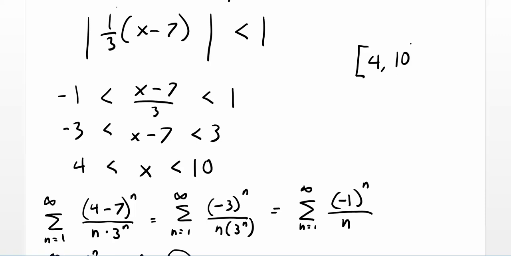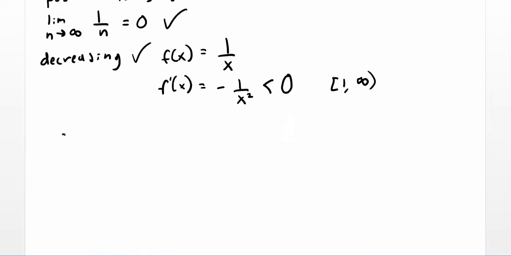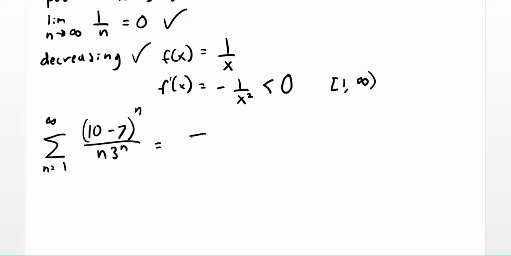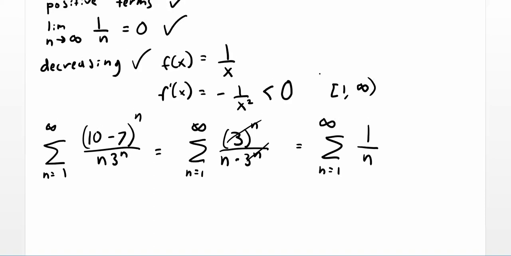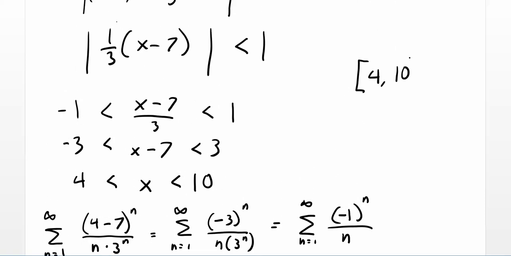Now we have to test the endpoint at 10. So we'll write that one out too. The sum from n equals 1 to infinity of (10 minus 7) to the n divided by n times 3 to the n, equal to the sum from n equals 1 to infinity of 3 to the n divided by n times 3 to the n. It simplifies. It should be the series 1 over n. Again, that's a harmonic series, or this p-series where p equals 1, and so this series diverges. So it diverges at the right endpoint. Our interval of convergence then is just 4 to 10.